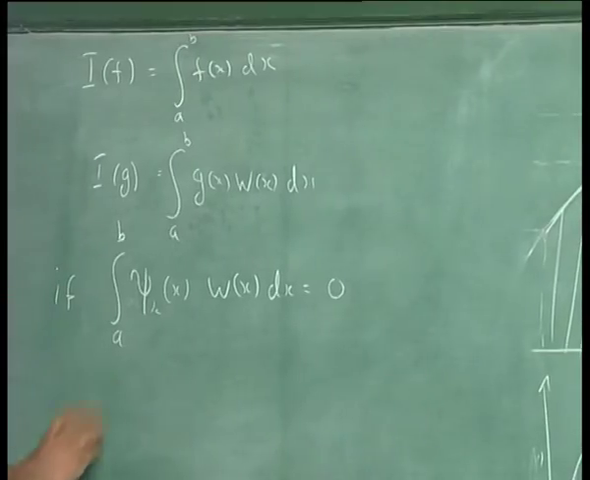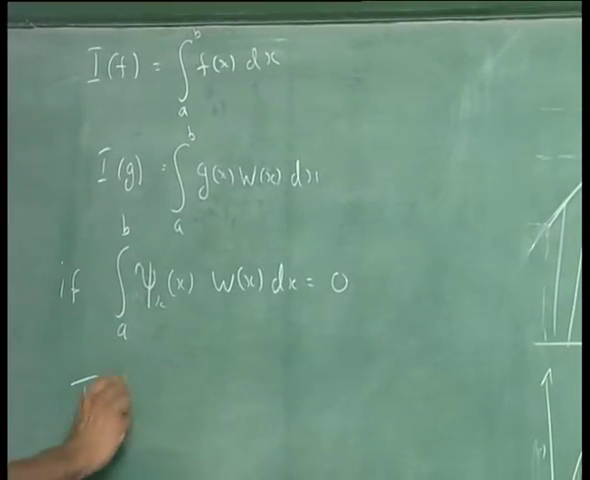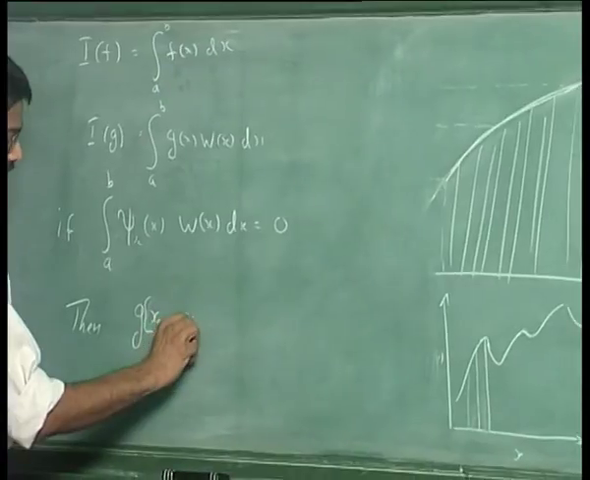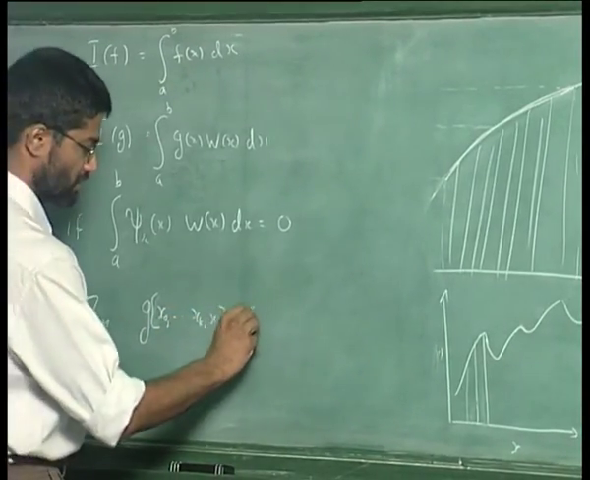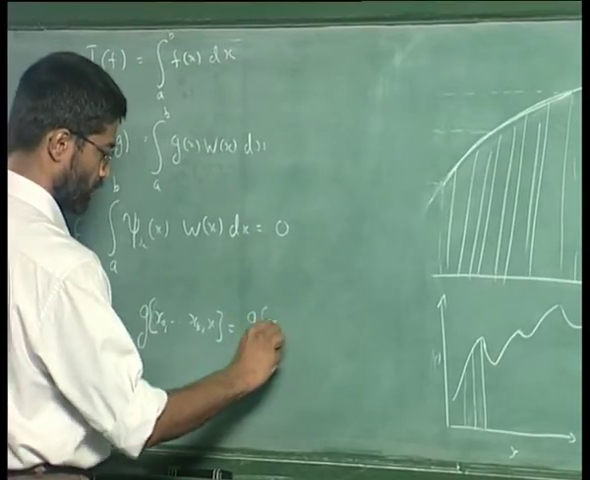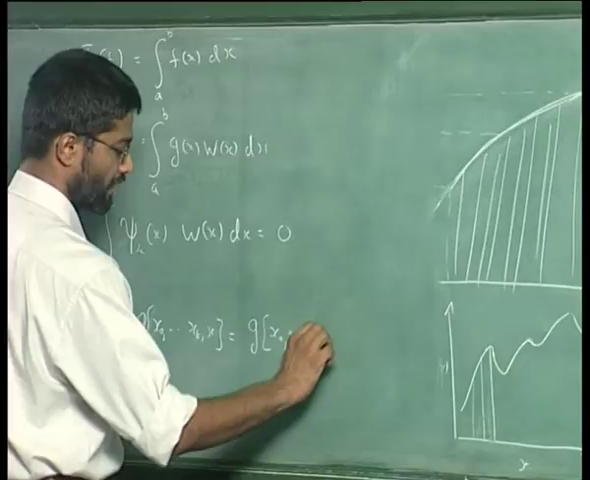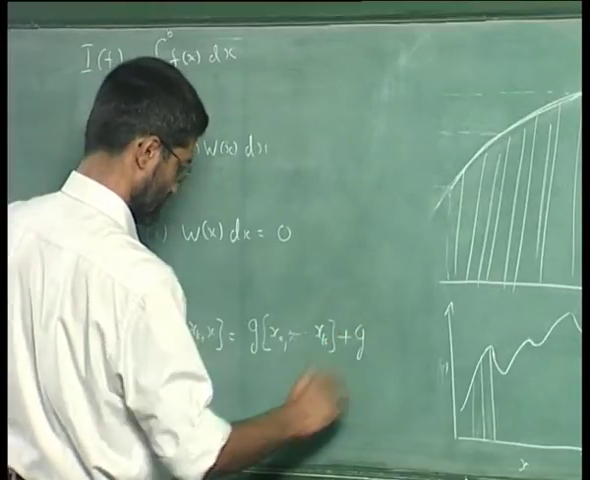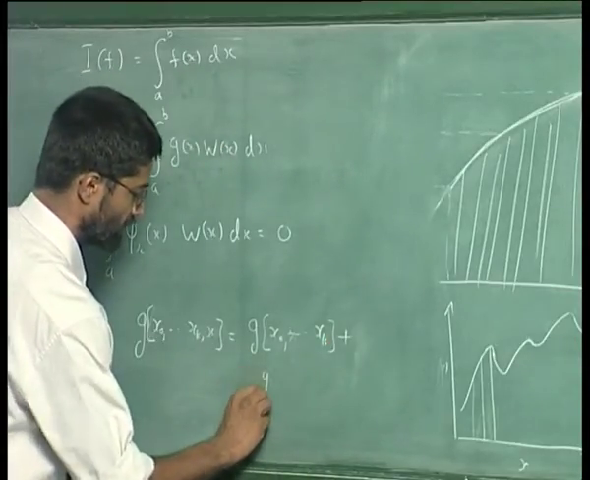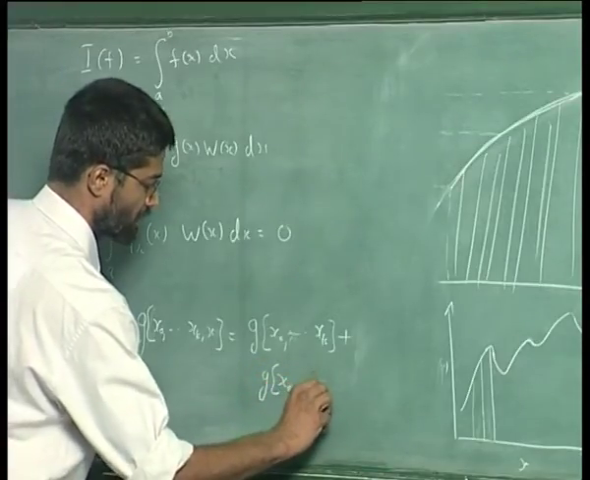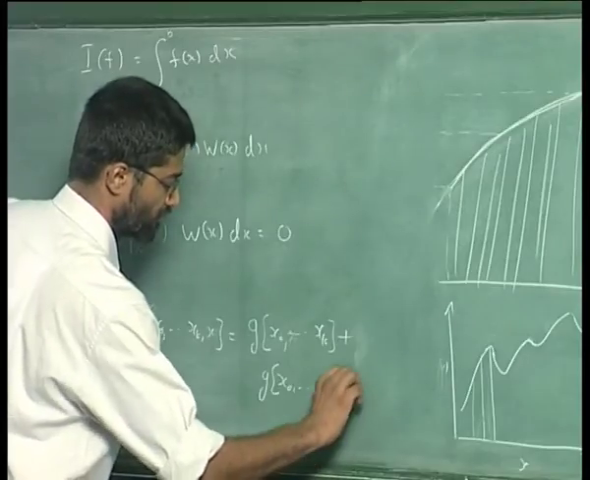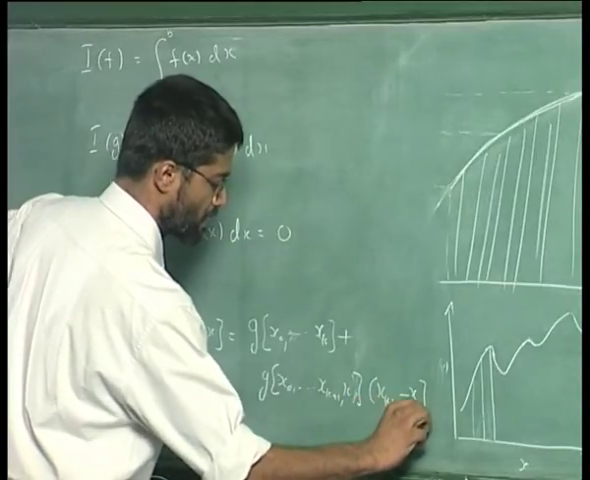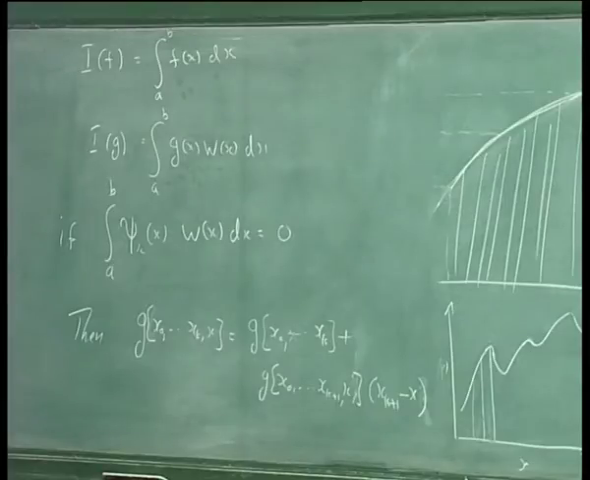Okay, if this is true, then we can use the fact that g[x0, ..., xk, x] can be written as g[x0, ..., xk] plus g[x0, ..., xk, x_{k+1}] times (x_{k+1} minus x). We have seen this earlier from the divided difference method, right.